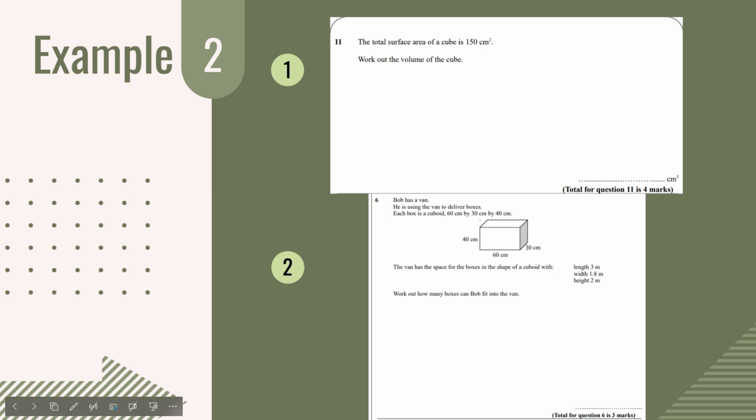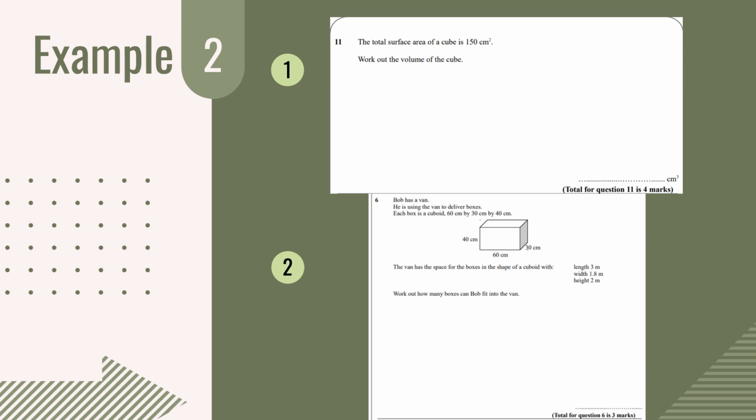So, in our first question, it says the total surface area of a cube is 150 centimeters squared. Work out the volume of the cube. As we know, the total surface area of a cube would be the surface area of one side, or the area of just one face.